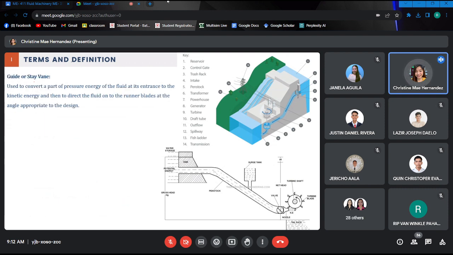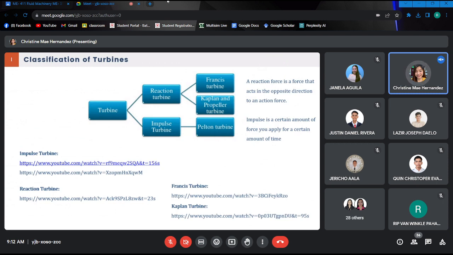Guide or stay vane, used to convert a part of pressure energy of the fluid at its entrance to kinetic energy and then to direct the fluid on the runner blade at the angle appropriate to the design. So there are two classifications of turbines. So una is si reaction turbine and si impulse turbine. So under the reaction turbine, meron tayong Francis, Kaplan, and propeller turbine. Then under ni impulse turbine, meron tayong Pelton turbine.